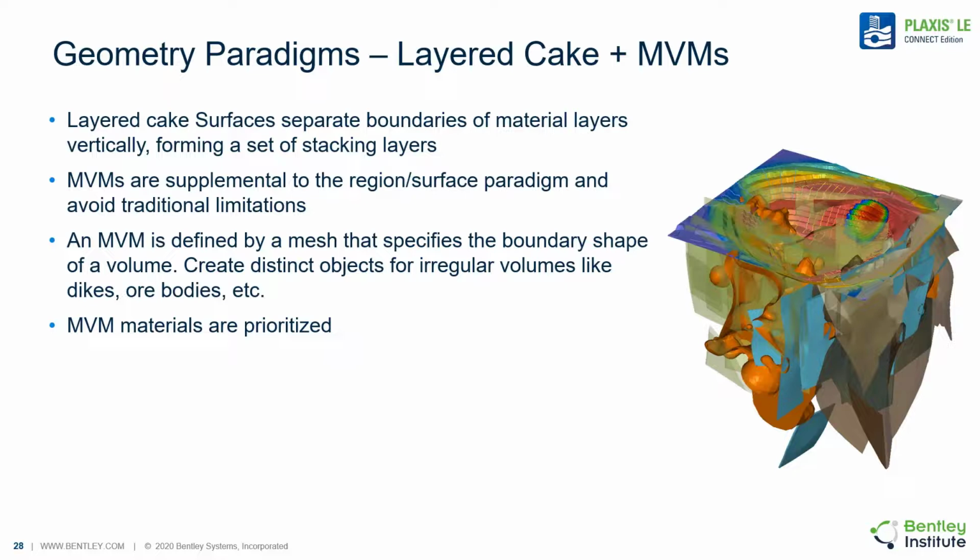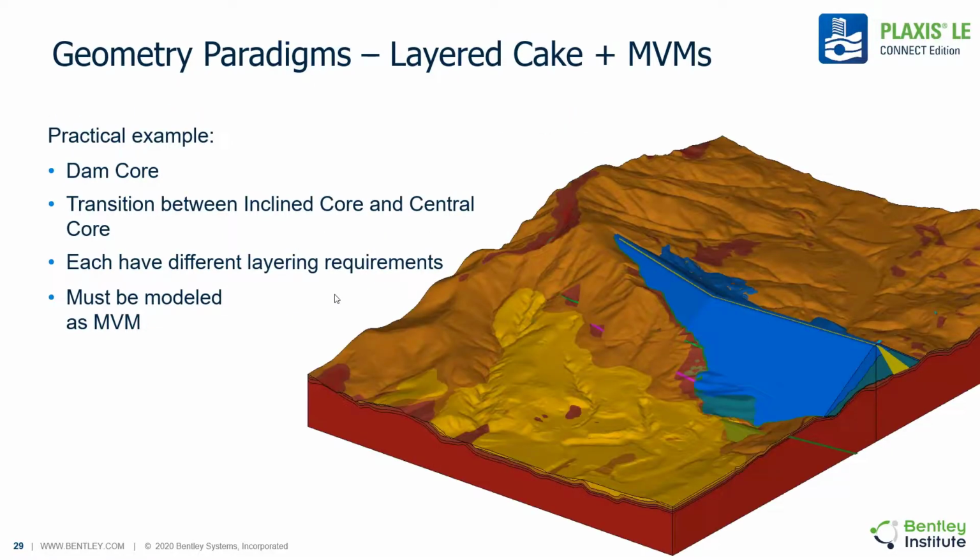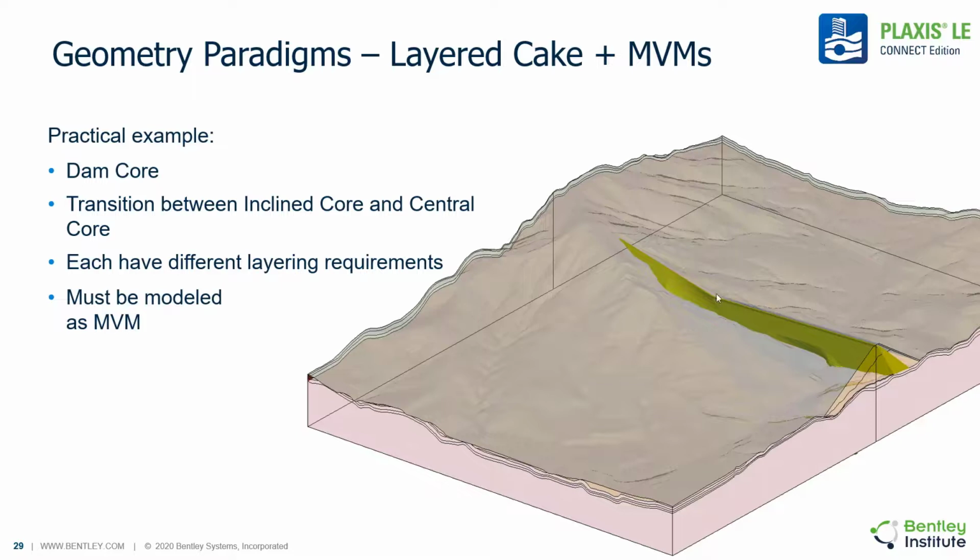A material volume mesh is defined by a mesh that specifies the boundary shape of a volume, creating distinct objects for irregular volumes like dikes, ore bodies, and so on. The material volume meshes are prioritized in the 3D slope stability analysis. Here we can see a practical example of a dam core. There is a transition between the inclined core and the central core, so it must be modeled as an MVM. We can see the internal structure of the core defined as a material volume.